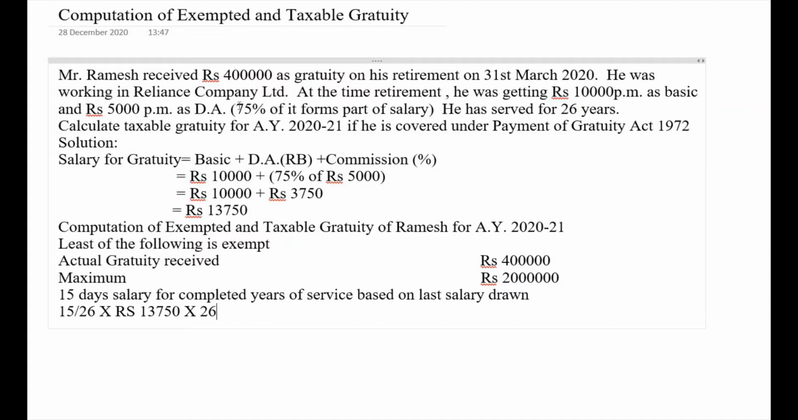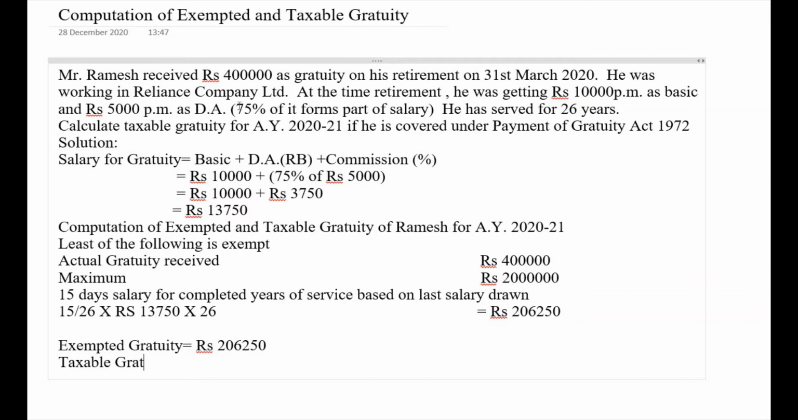So 26, that equals rupees 2,06,250. Therefore, the least among these is the exempted gratuity, which equals rupees 2,06,250.